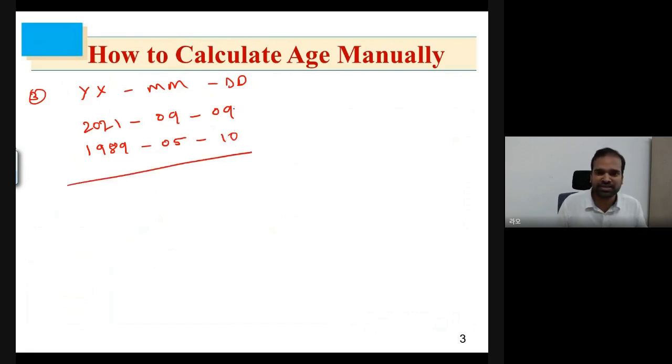No, because this is a lower value. Now what we need to do? Go to the previous one. This is months. I need to take 1 month. So 1 month equals what? 30 days, and plus this is 9. The total is what? 39.